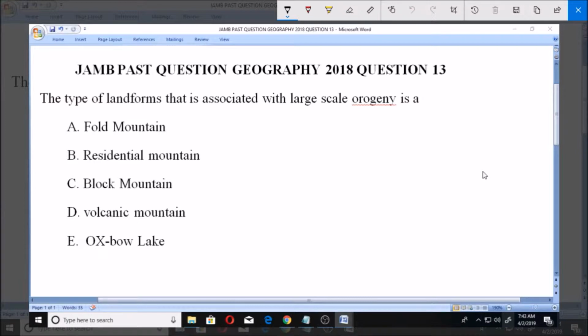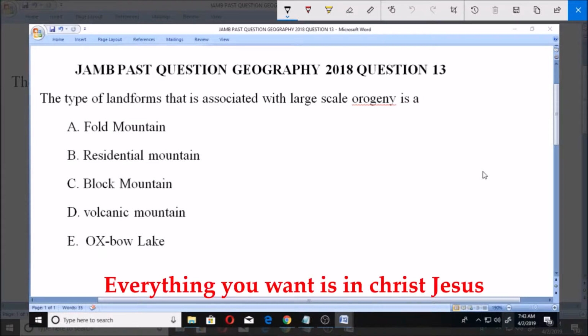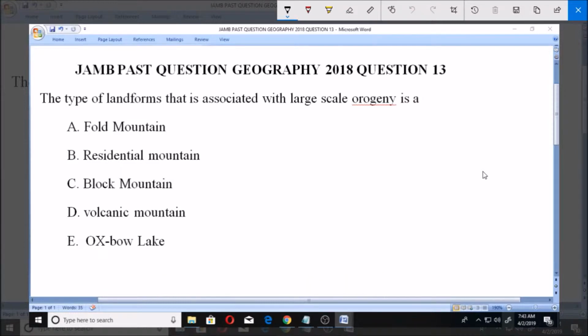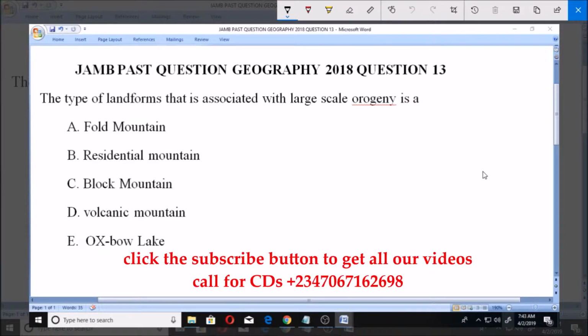The type of landforms that is associated with large-scale orogeny is: A. Fold mountain, B. Residential mountain, C. Block mountain, D. Volcanic mountain, E. Oxbow lake.